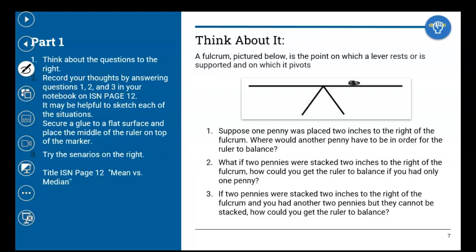Where would another penny have to be in order for the ruler to balance? 2 inches to the left. 2 inches to the left. Okay, write that down. Number 1 on bottom. You don't have to write the question. Okay. Number 1, 2 inches to the left. So the question was, again, suppose that a penny was placed 2 inches to the right. Where would another penny have to be in order for the ruler to balance? Okay.